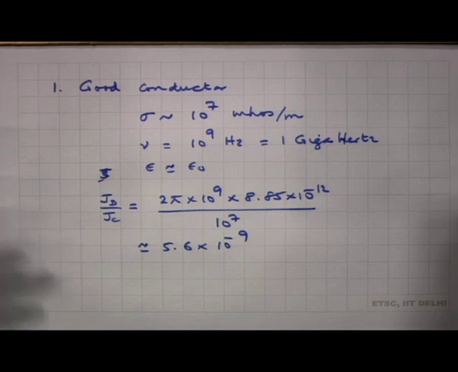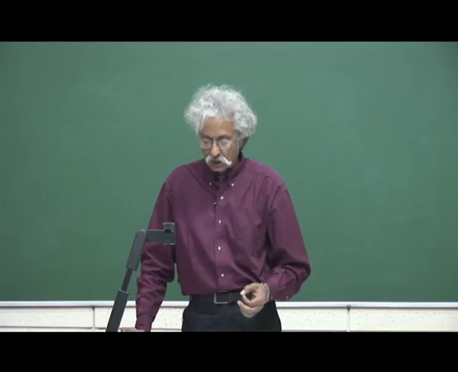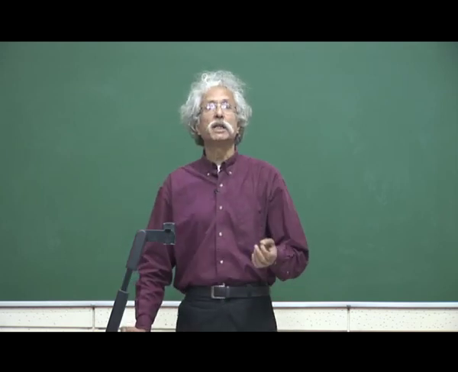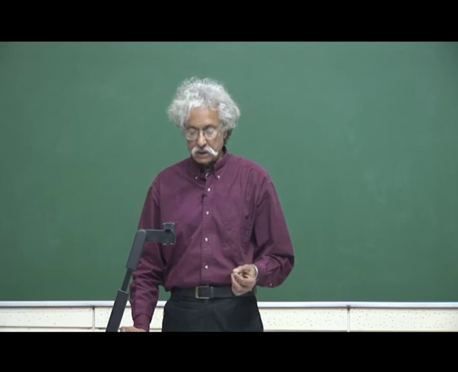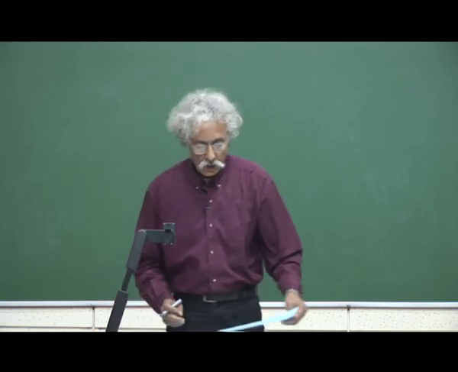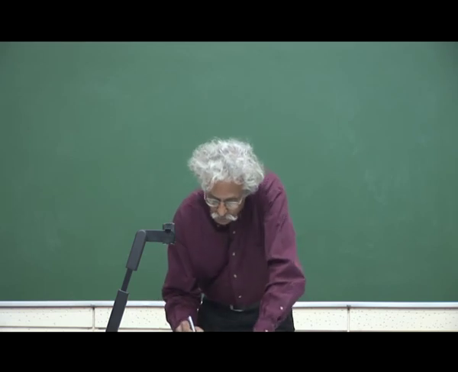So, the current that is flowing through a conductor is primarily conduction current, and there is hardly any displacement current, and that is why it is called a good conductor. It is a conductor because much of the current that is flowing through this medium is because of conduction current and not displacement current. Let me take a poor conductor.